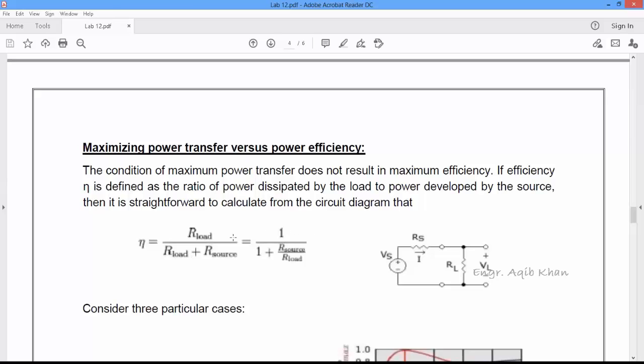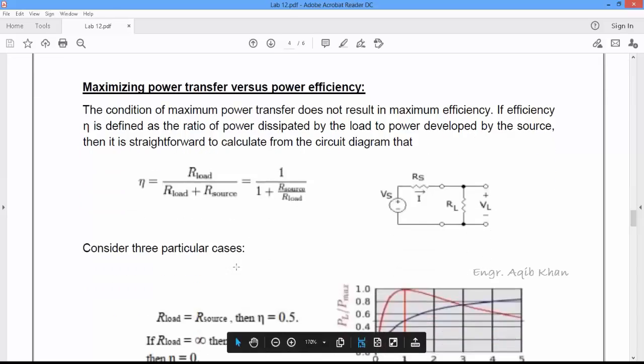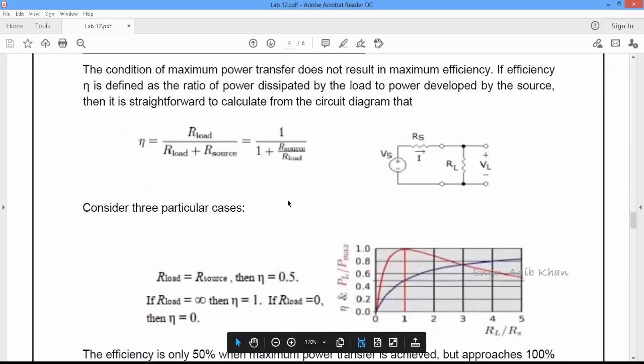By simplifying this equation, R load divided by the denominator equals 1 by 1 plus R source divided by R load. Consider three practical cases. When R load is equal to R source, then efficiency is equal to 0.5. If R load is infinity, then R source by R load, anything divided by infinity, is equal to 0. 1 by 1, efficiency is 1.